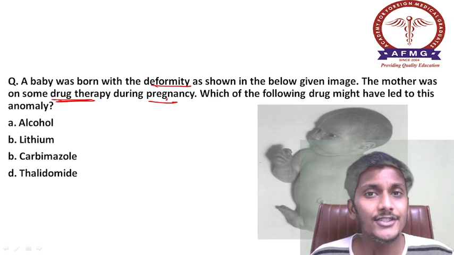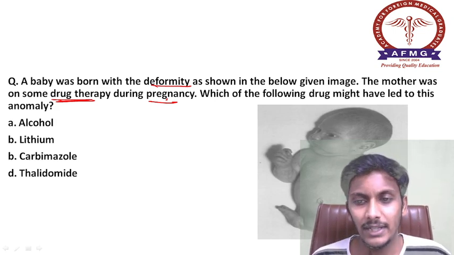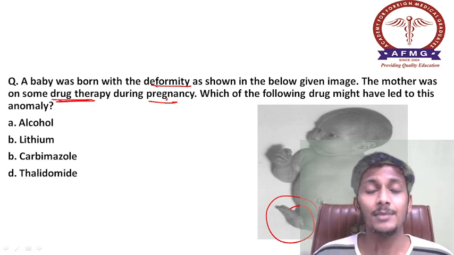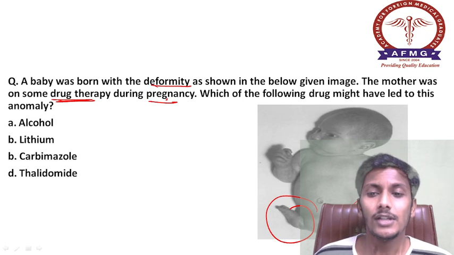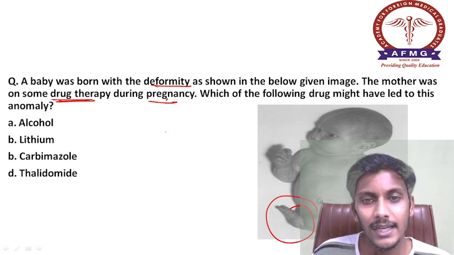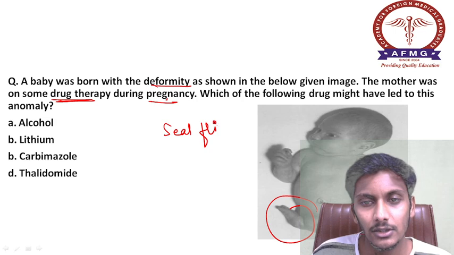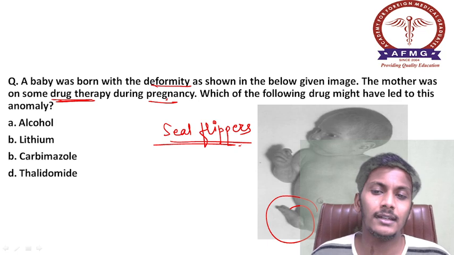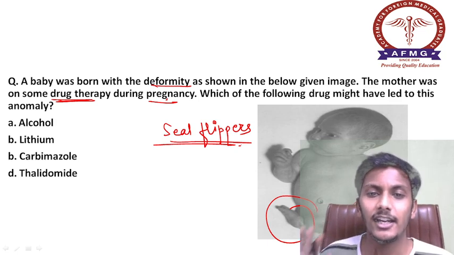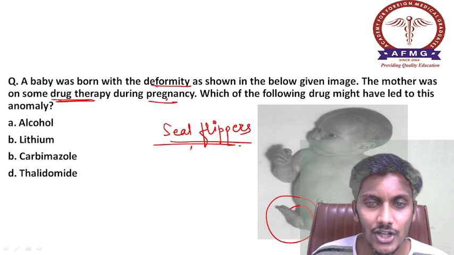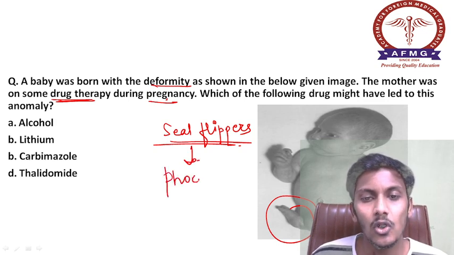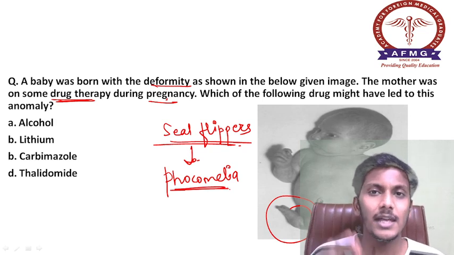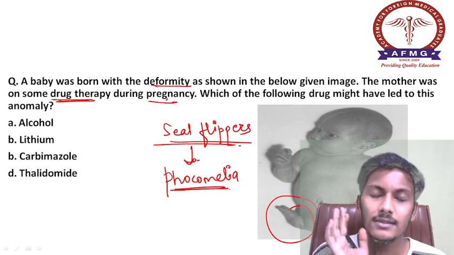What we can see is a congenital anomaly present in this child, in the limbs of the child. Mostly the lower limbs we can see, and at times all four limbs are affected. The lower limbs in this child are resembling seal flippers. Seal flippers, right? So the limbs of a child resemble seal flippers in a condition known as phocomelia. So please remember, if the limbs resemble seal flippers, this condition is known as phocomelia.